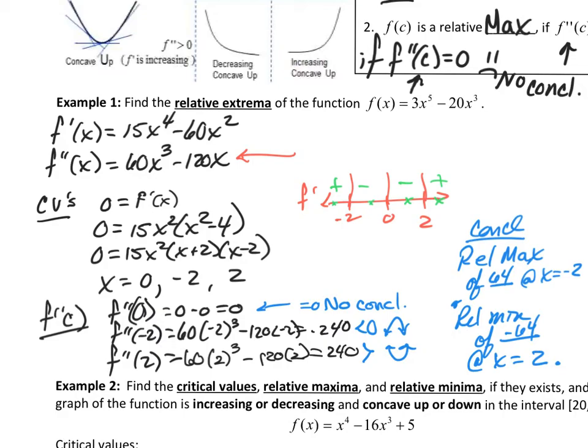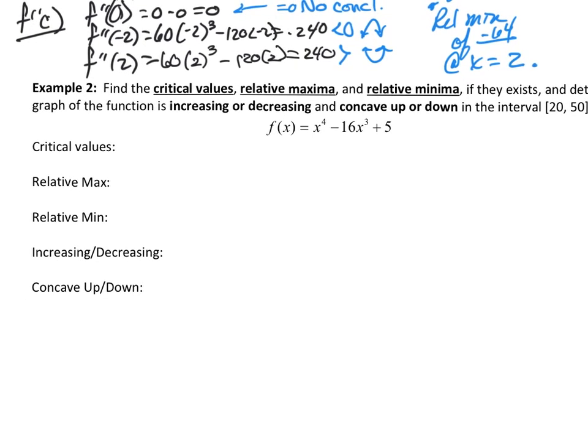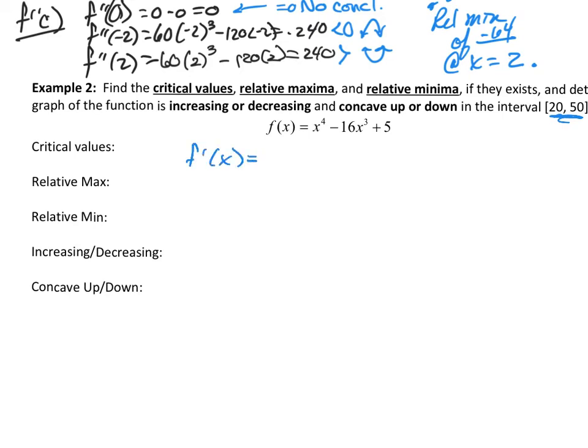Let's do this next one. We're asked for critical values, relative maxes and mins, increasing, decreasing, but this one we're given an interval, so that's interesting, right? So we're not doing it everywhere, we're only doing it on that interval. Let's take the first derivative. You get 4x cubed minus 48x squared.